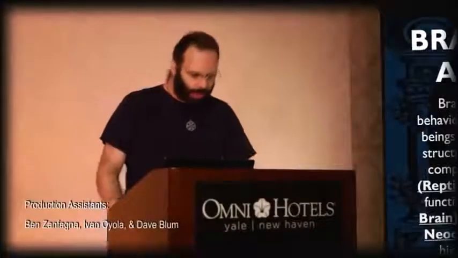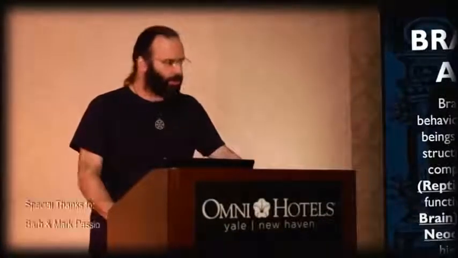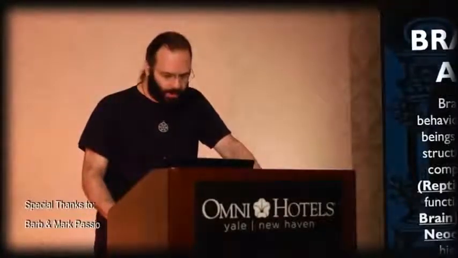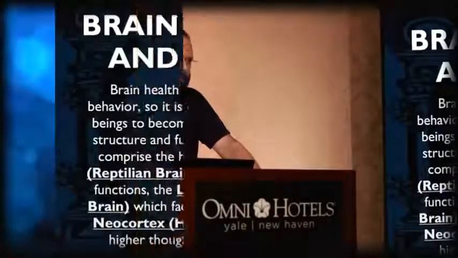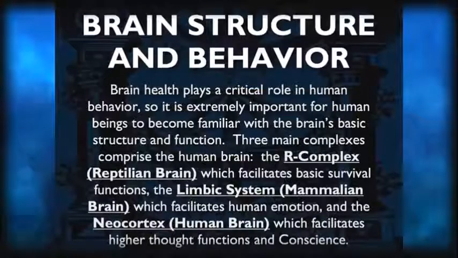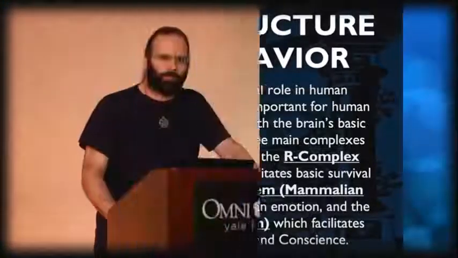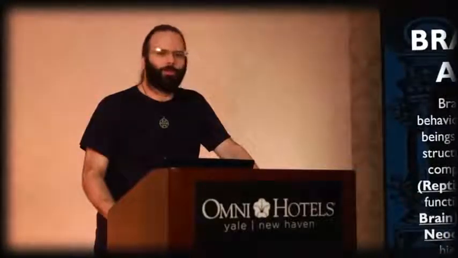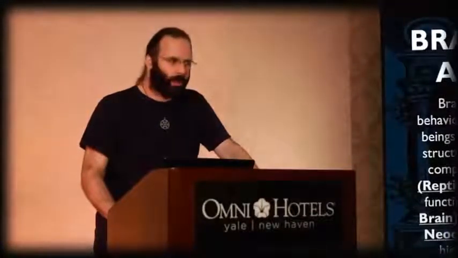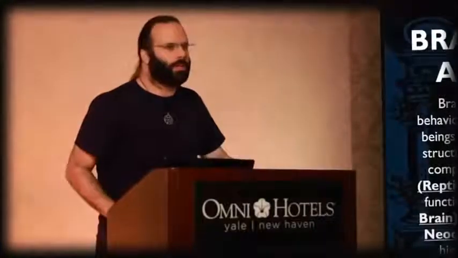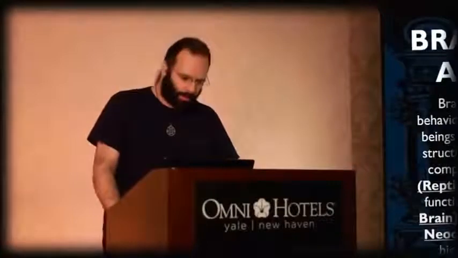So there's three main complexes, structures, that comprise the total human brain. The first is the R complex, or the reptilian brain. This part of the brain facilitates basic survival functions. It's the part of the brain that goes to work and becomes active when we're in what's called fight or flight mode, okay? When survival is at stake. It also controls basic motor functions and respiration, okay?